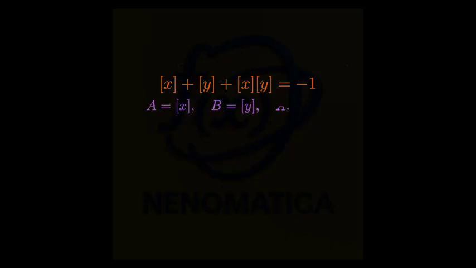Step 1. Let A be the floor of x, and let B be the floor of y. Because floors are integers, A and B are integers. The equation becomes A + B + A times B = -1.